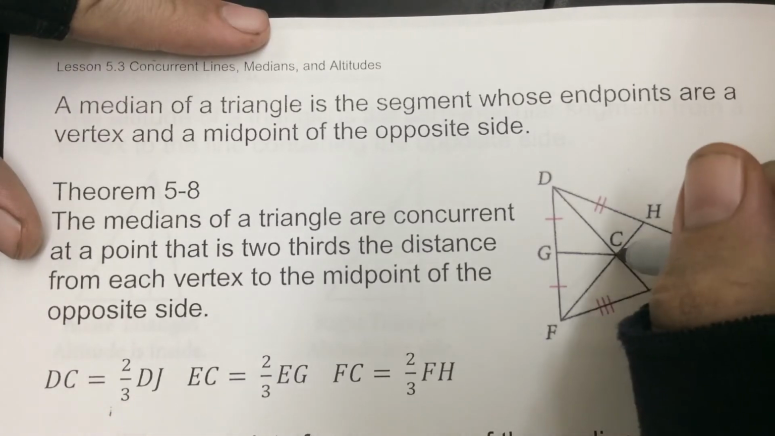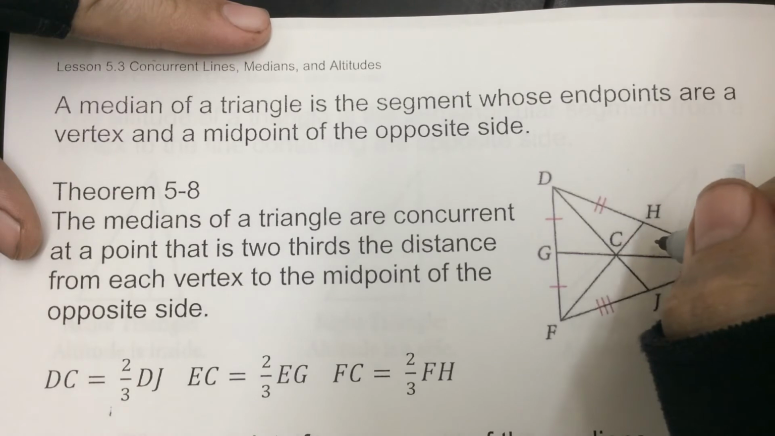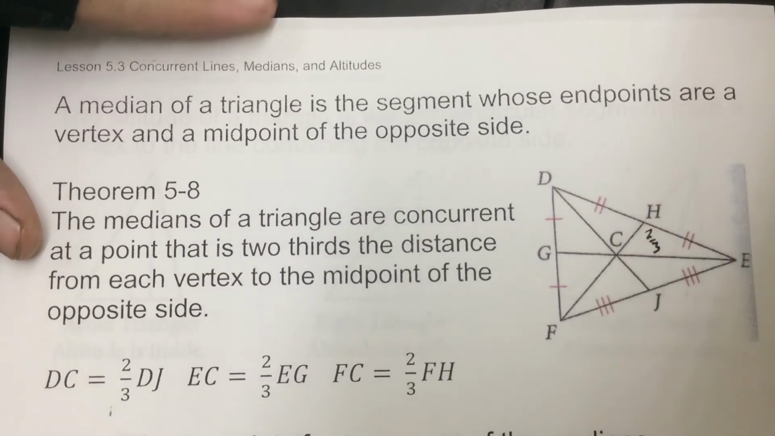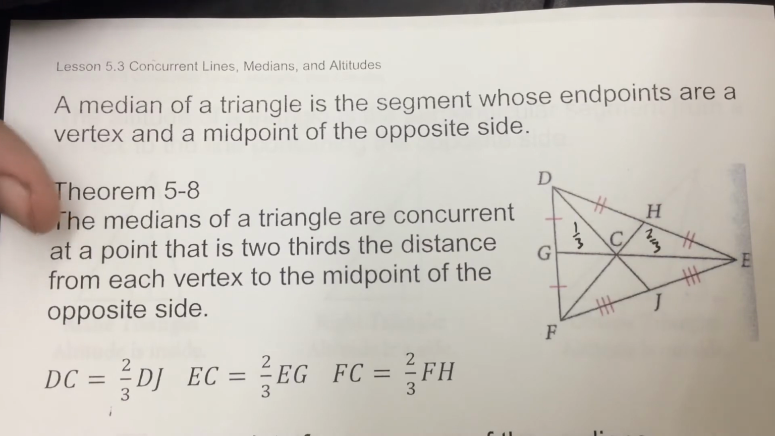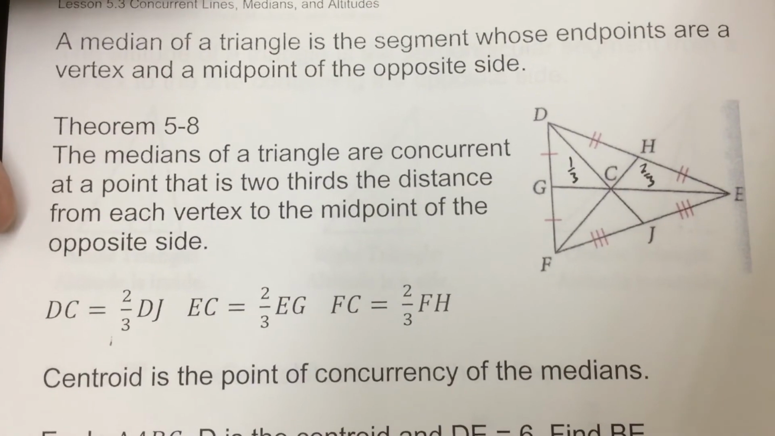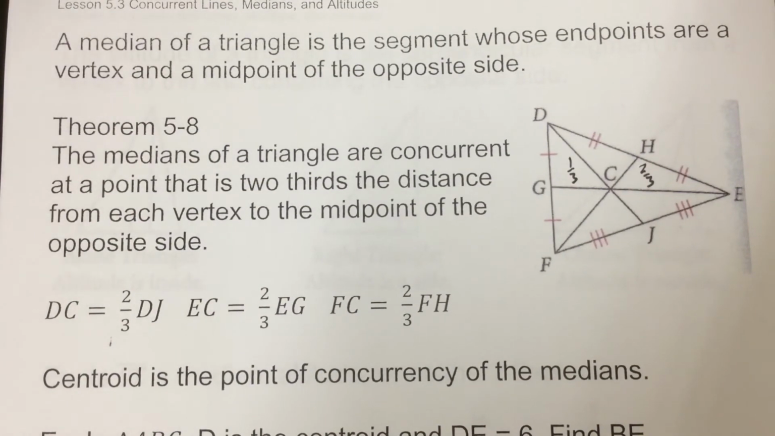So from E to C, this midpoint, or where they all come together, is 2/3 of the distance. That means this would be 1/3 of that distance of that median. Okay. Now, where they all come together is called the centroid, which, let's be honest, sounds kind of cool.